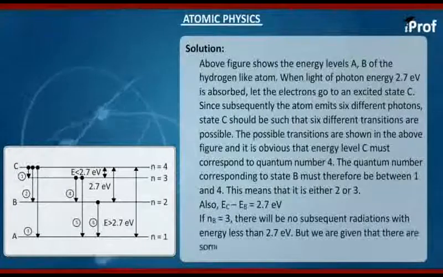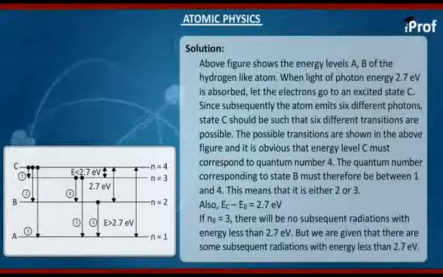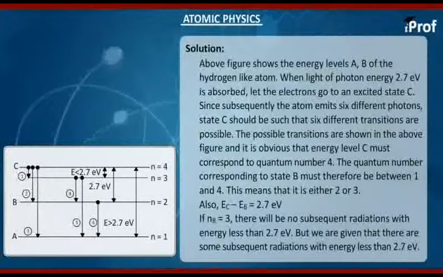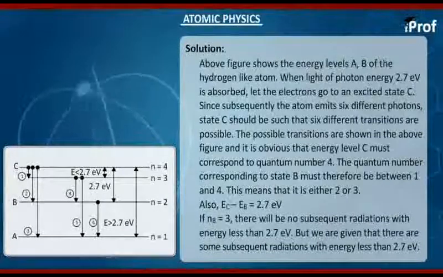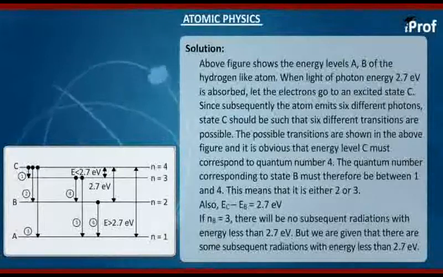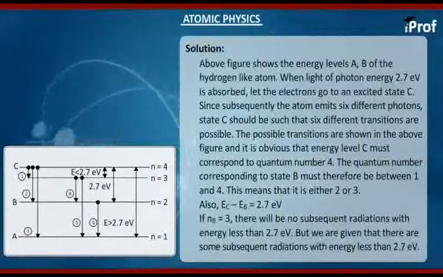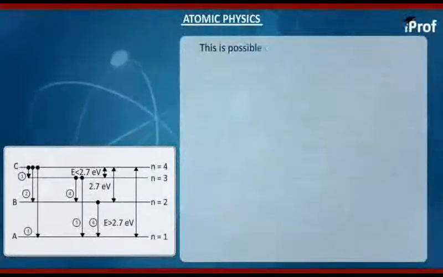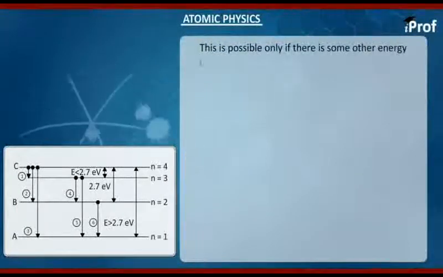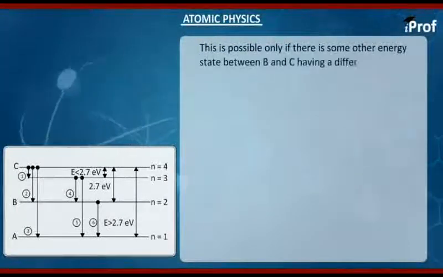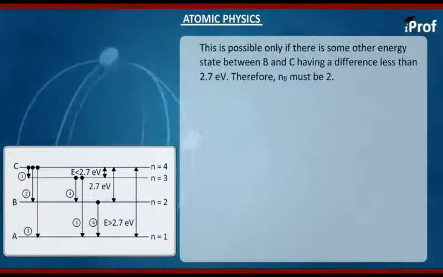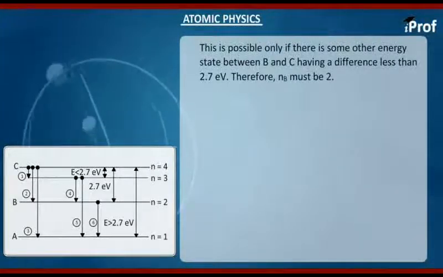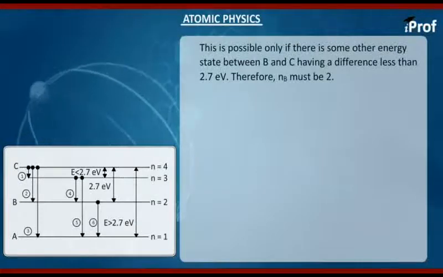3, there will be no subsequent radiation with energy less than 2.7 electron volt. But we are given that there are some subsequent radiations with energy less than 2.7 electron volt. This is possible only if there is some other energy state between B and C having a difference less than 2.7 electron volt. Therefore, NB must be 2.